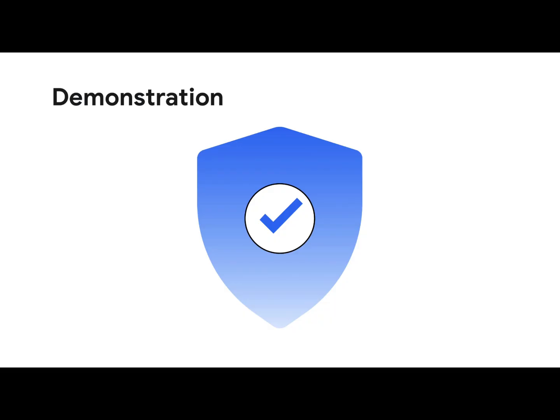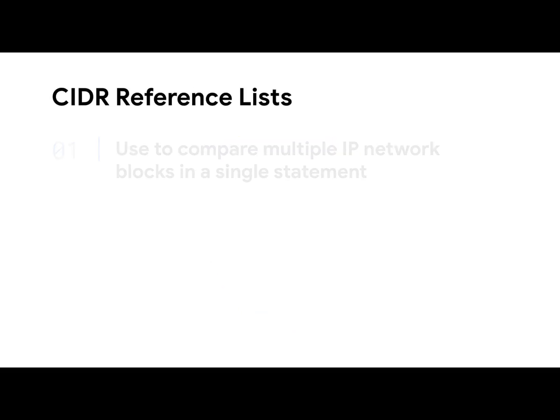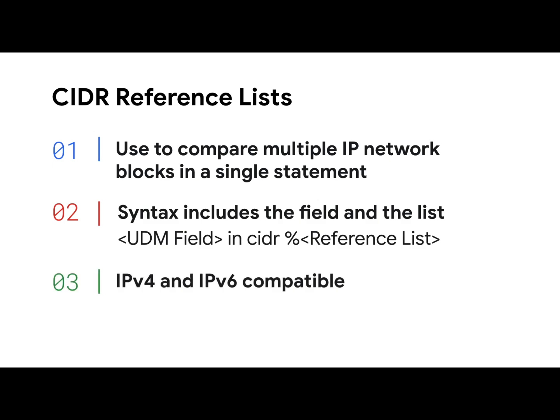unexpected network traffic. During our demonstration, we highlighted how we can use a CIDR reference list to detect IP addresses with a broader network block without having to specify every IP address in a range or using a large OR statement. The syntax for this is UDM field followed by in, CIDR, a %, and the list name. This syntax can also be used in search, and these reference lists can be reused in multiple rules, making them nice and portable. CIDR reference lists can be used for both IPv4 and IPv6 lists, depending upon your needs.